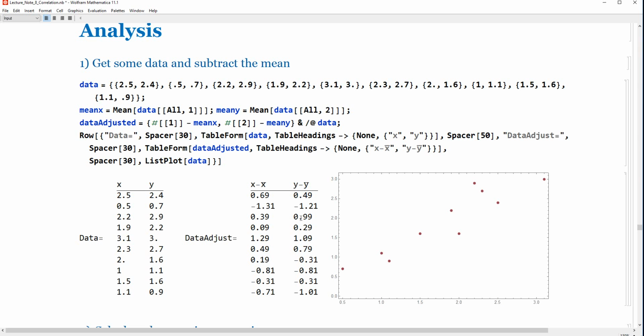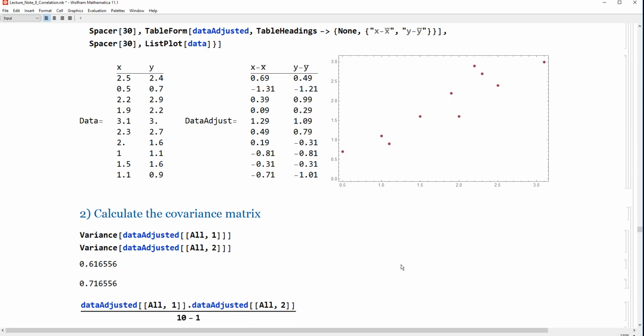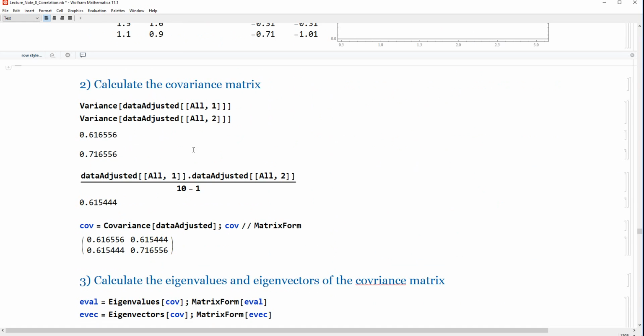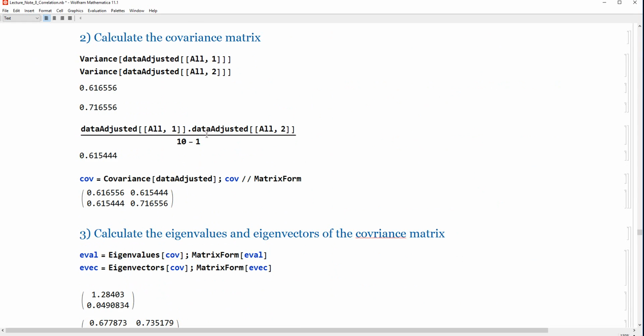Anyway, so this is the data. I adjust it, but I don't plot the adjusted data. It doesn't matter. So that's the data. First of all, I compute the covariance matrix. So what I need is the variances in x and y. These are these two numbers. And then I need to have the covariance. And that's computed like the data adjusted.